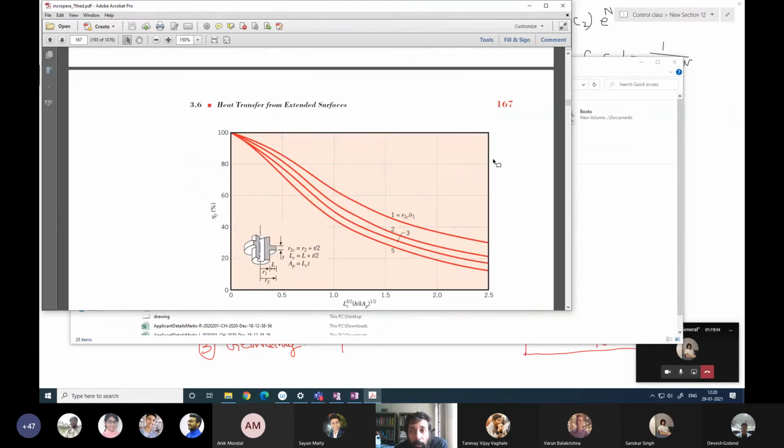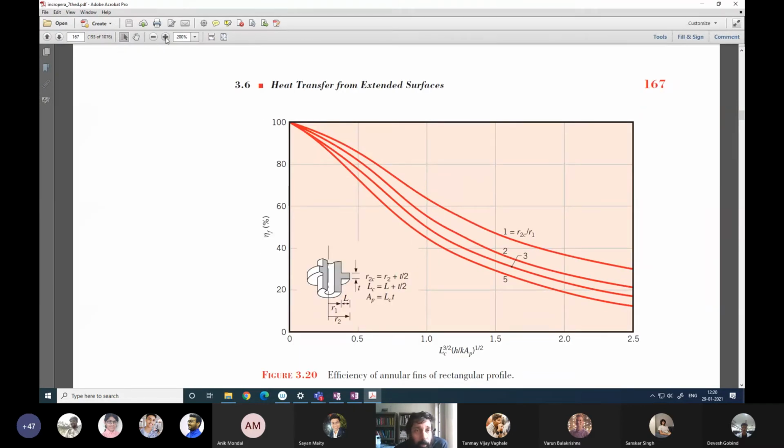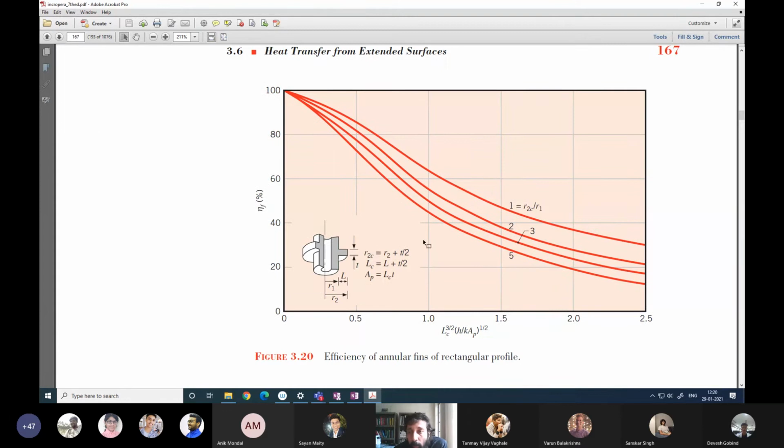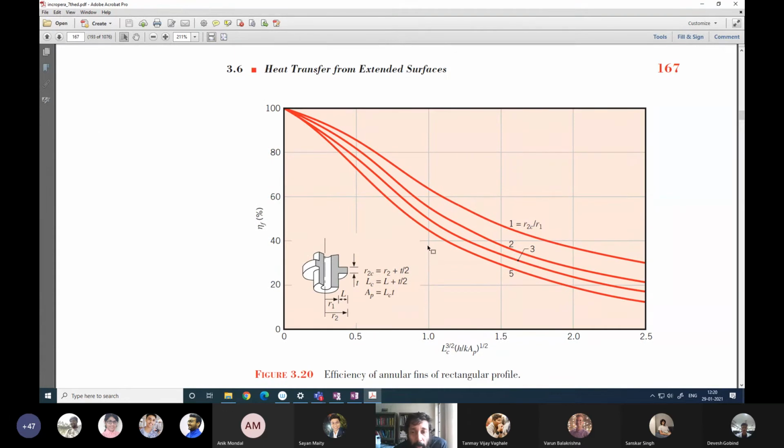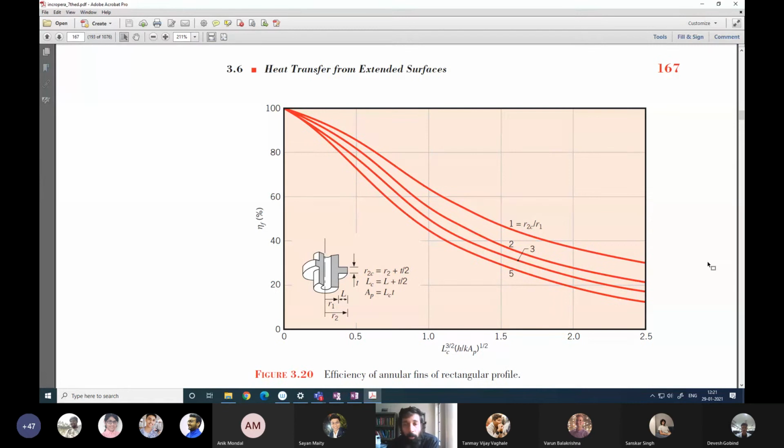I don't know why people sometimes use the wrong chart. A picture is given in the chart. As soon as I give this in the exam, people start using the same expression, tan hyperbolic n divided by n. This is the chart that you are supposed to use. So use this chart, solve this problem, and tell me what is the heat loss from the fin.